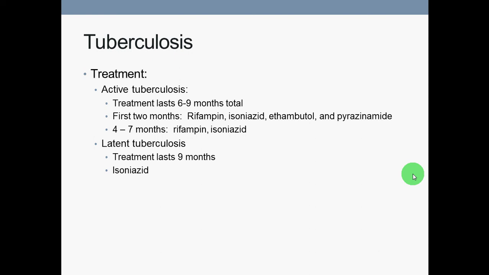For latent tuberculosis, the typical treatment that we use lasts about 9 months, and it is a single-drug treatment with isoniazid. That usually does the trick of getting rid of the bacteria so that it does not reactivate later. Shorter course treatments that combine isoniazid and rifampin are becoming more popular.